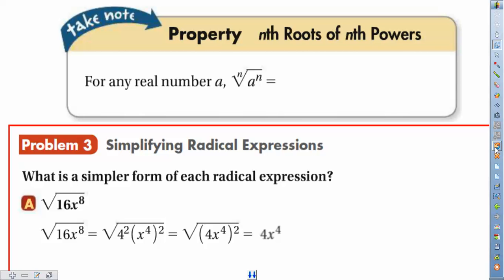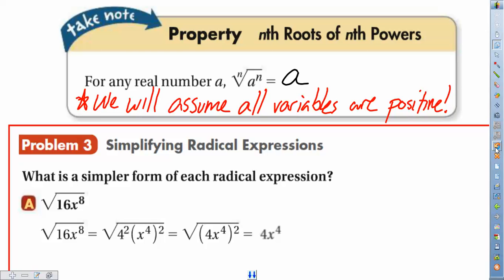And what I want you to think about is that if I ever have to take the nth root of any number raised to the same power, the answer is always going to be A. In other words, we were always going to assume that all variables are positive. So we'll go ahead and write that down. We are going to assume that all variables are positive.